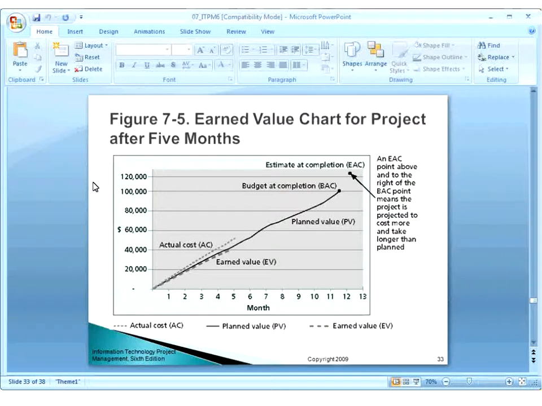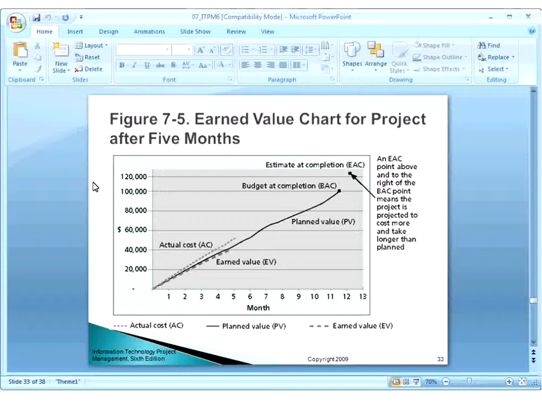Now if you see from this diagram, where actual cost, planned value and earned value are shown, the x-axis is showing months and the y-axis is showing cost. Now you see here that the actual cost is higher than the planned value, and earned value is lower. And then you see here that the estimate at completion, the EAC point, is above and to the right of the BAC point. Now you see here that the BAC point is the budget at completion.